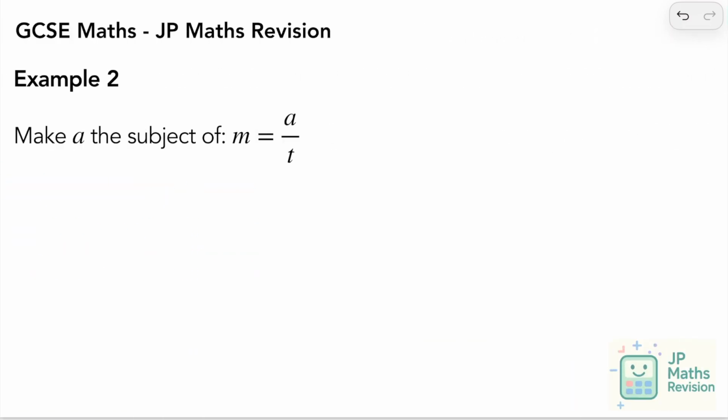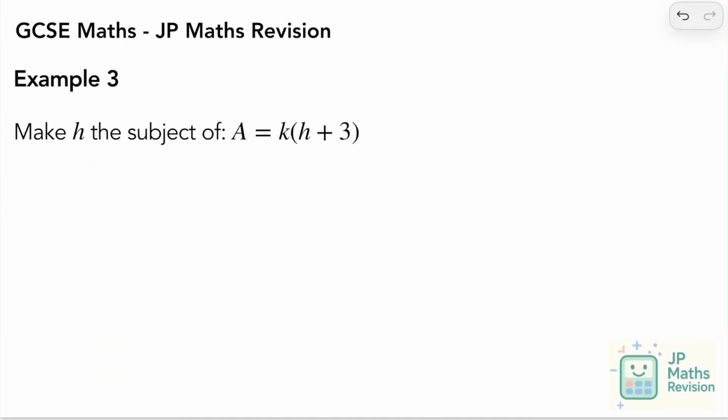So this question here, we want to make a the subject. The thing that's in the way of a being by itself is this divide by t. The opposite of dividing by t is timesing by t. So we need to times both sides by t. So we end up with a equals m times t.